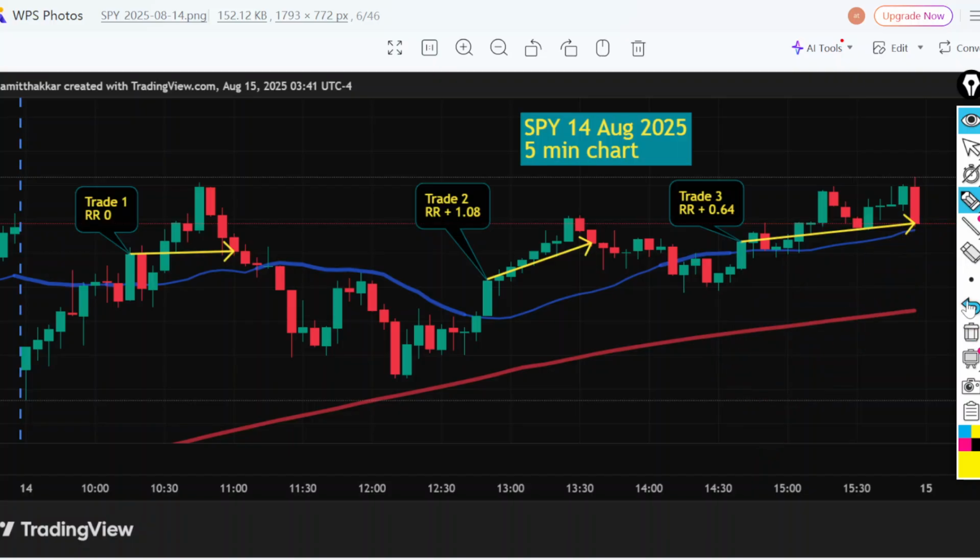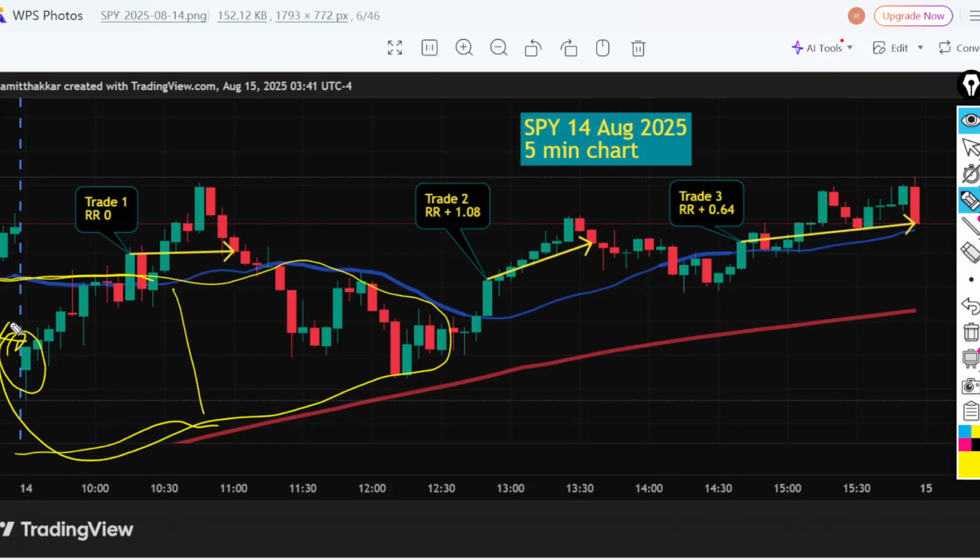So let us analyze. See, this is our 200-day simple moving average. Blue color is our 20 period moving average. On 14th, market opens in between 20 and 200 moving average. So basically we will not enter the trade unless the market comes out of our no trade zone. You see, this full section is our no trade zone.